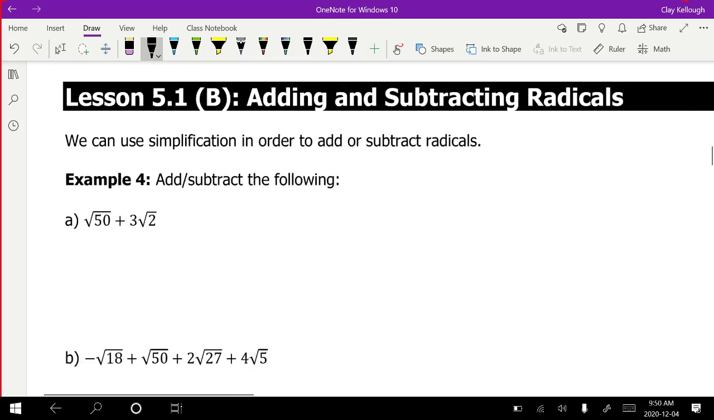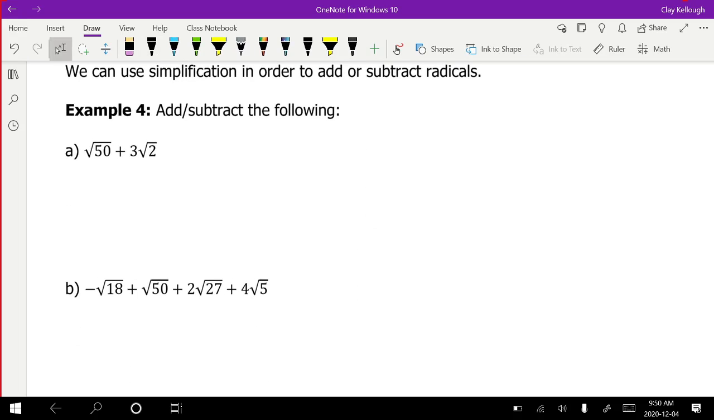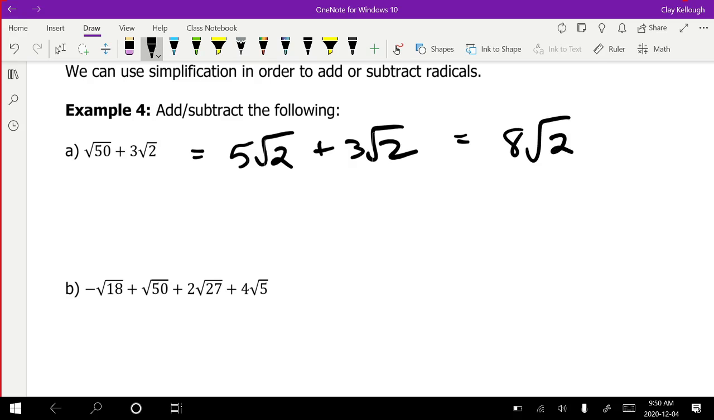So with that in mind, can I add those 2 things? Not like that I can't. But I notice that √50 is 5√2. Now I can add it. That is 8√2. Because think of it, if you like, as 5x plus 3x. Together that makes 8x. So once you've simplified your radicals, you can start looking for ones that you can collect as like terms.